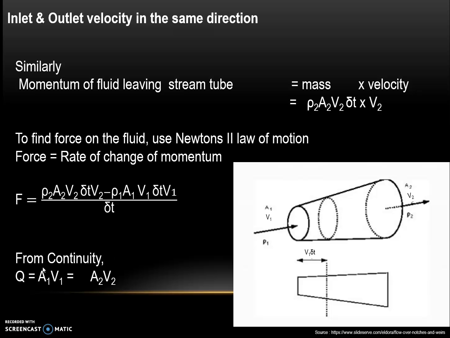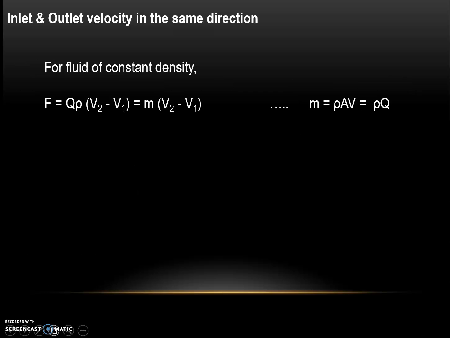From the continuity equation, we know that Q will be equal to A1 V1, which is equal to A2 V2. So, for a fluid of constant density, we will have F equal to Q rho into V2 minus V1, which is equal to m into V2 minus V1, where m is equal to rho A V. AV is nothing but Q. So m is equal to rho into Q.